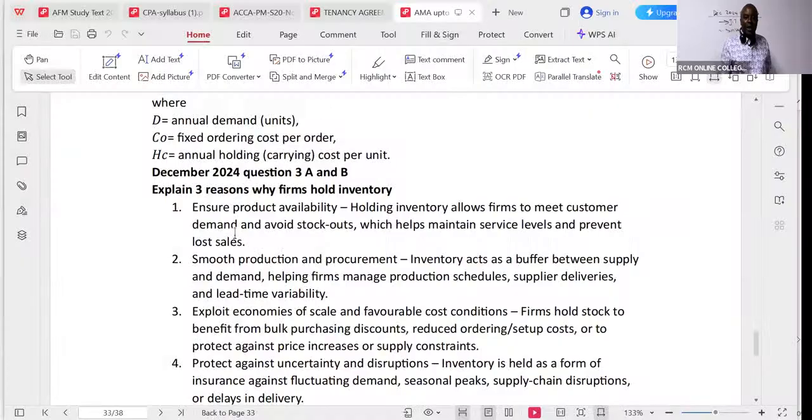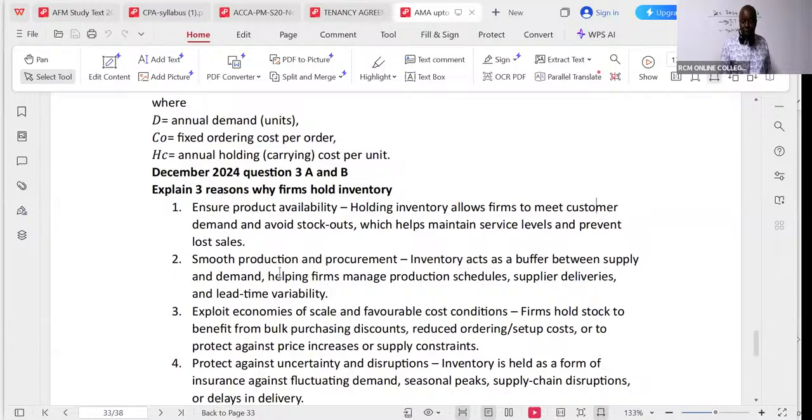3 points there. So number 1, ensure product availability. We don't want that situation where these customers, ladies and gentlemen, come for goods at RCM, assuming we are selling products here, and we tell them that we've got nothing. We would want to have goods to supply throughout. So ensure product availability. Holding inventory allows firms to meet customer demand and avoid stockouts, which helps maintain service levels and prevent lost sales.